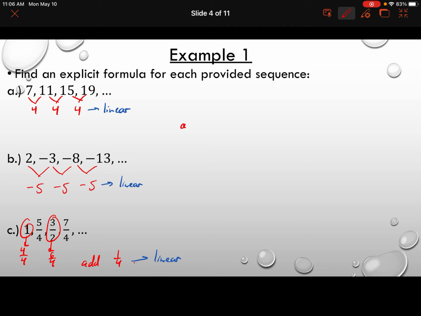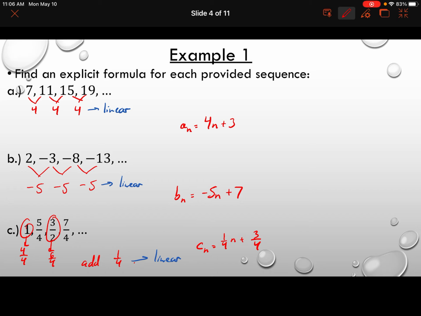So for part A, you end up with a sub n is equal to 4n plus 3. For part B, we end up with b sub n is equal to negative 5n plus 7. Wait, I got to make sure I get this right. Plus 7, yeah, plus 7. And then for C, we end up with c sub n is equal to 1/4 n plus 3/4. Okay? So those are the three explicit formulas.